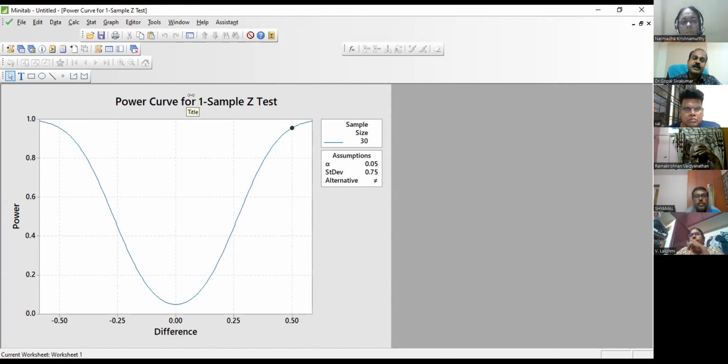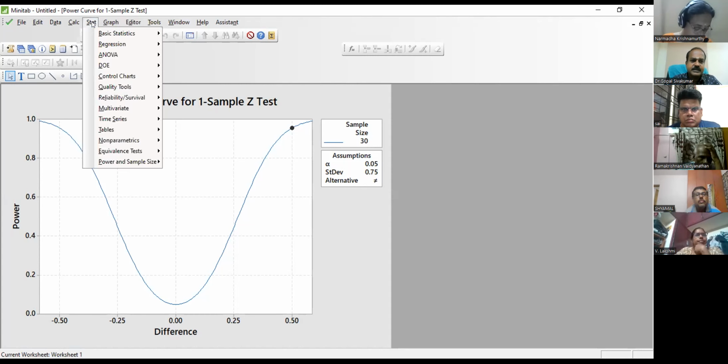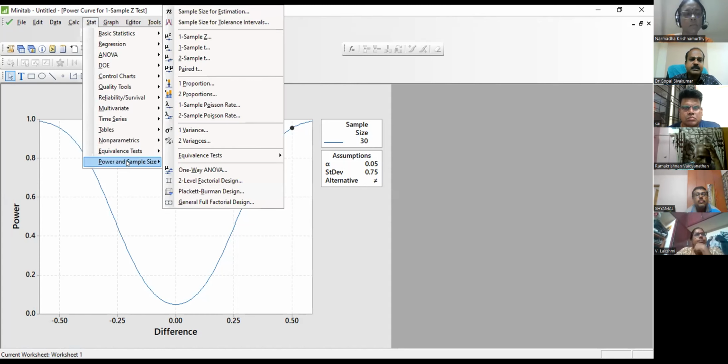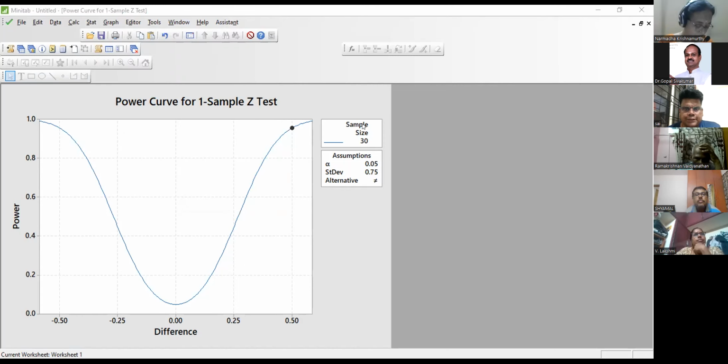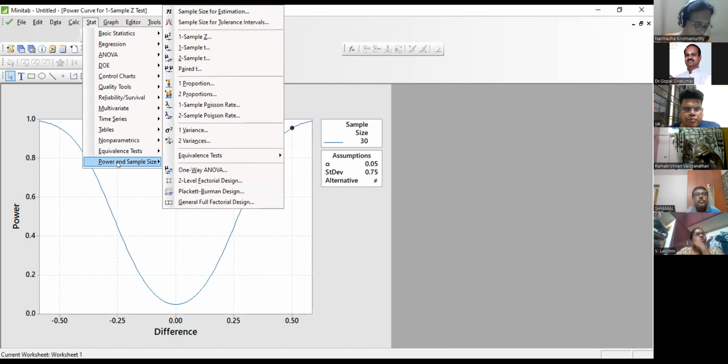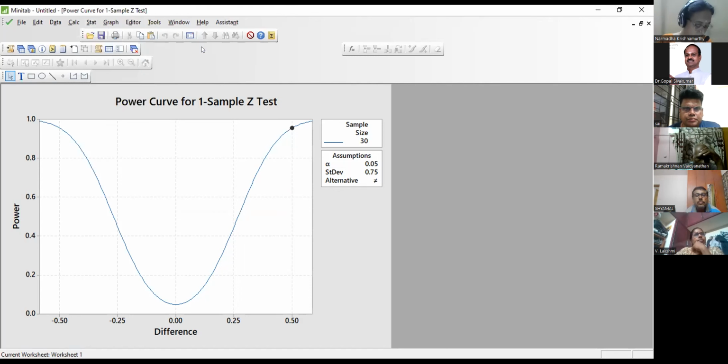Sample size. Why? You know why too many samples are required? The difference is very, very small. If the difference is marginal, you may have to take more sample to defend it. If the difference is high, sample will come down. Shall we test that? Stat, power and sample size, one sample Z.